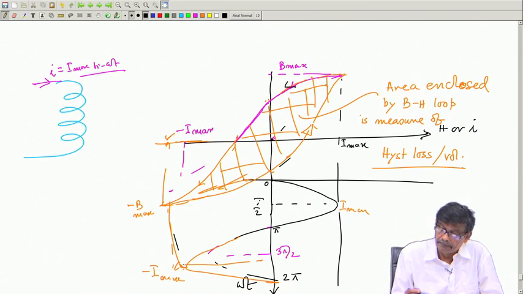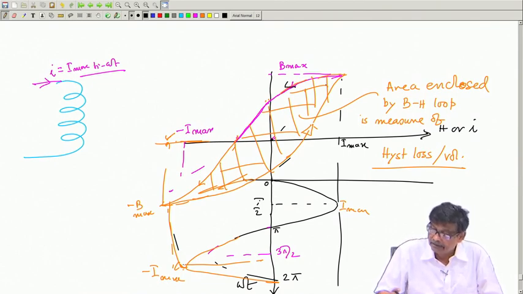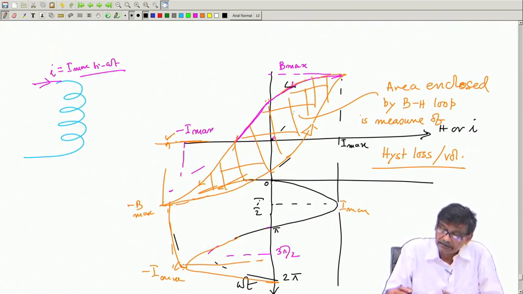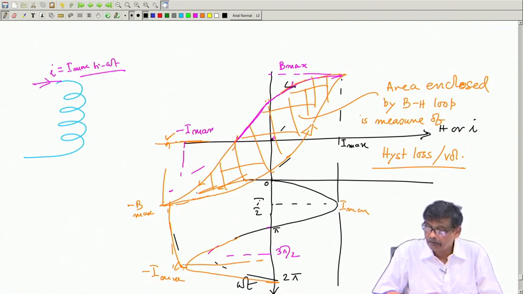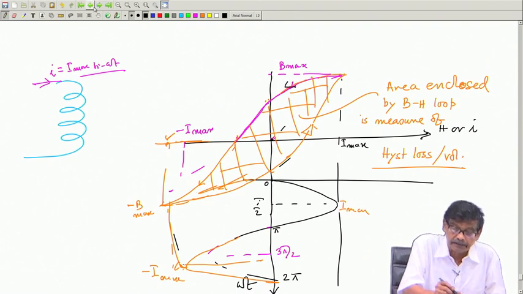And then we were discussing, I was telling that I will show you that the energy absorbed by the coil when current makes a full cycle of variation from 0 to I max to minus I max and back to 0, the area enclosed by the BH curve will represent hysteresis loss per unit volume. That is what we will be doing.